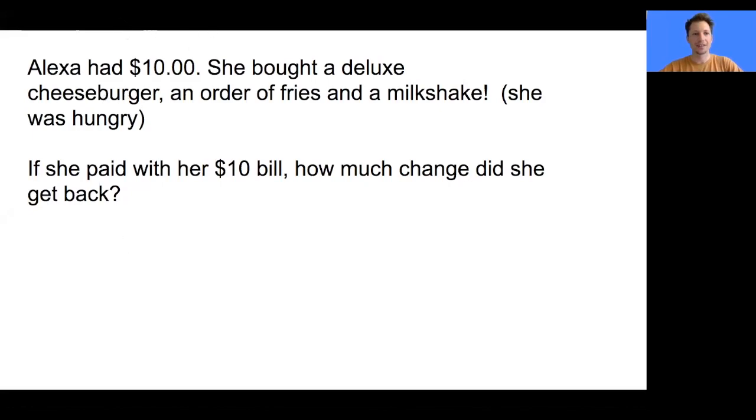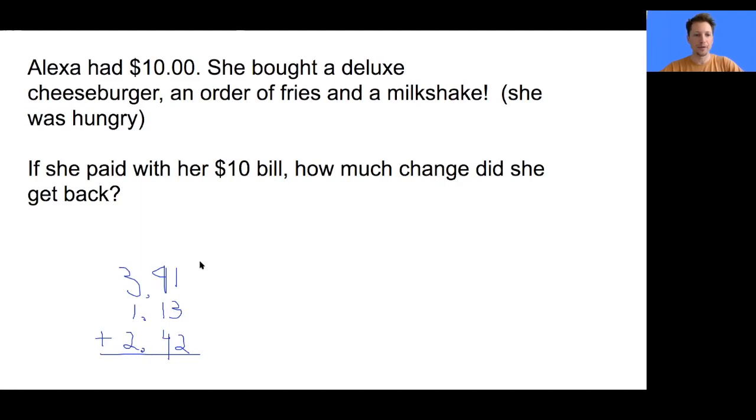So Alexa's double cheeseburger, I'm gonna start down here, cost $3.91. The order of fries was $1.13. Notice how I'm aligning up the decimal places, the dollars and the cents. And the milkshake cost $2.42. Now, because these are things that she's sort of stacking onto her order, I know that it's an addition problem.